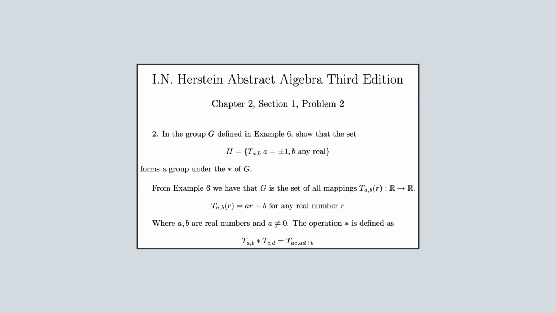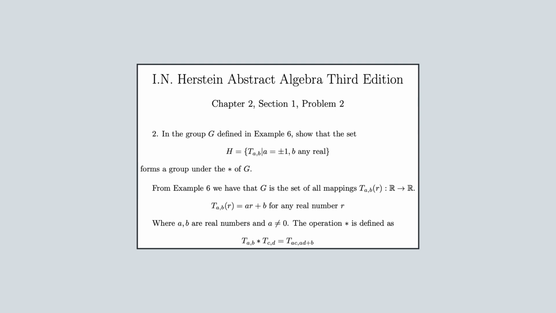Remember, we abuse the notation here. We refer to the group G or the group H, but in reality what we mean is the group G comma star and the group H comma star. So now let's look at example 6. In example 6, we're expecting to find a set G and an operation star. The set is the set of all mappings T sub A comma B of R from the reals to the reals, and here we have our actual operation. That is A R plus B for any real number R, where A and B are real numbers, and A does not equal 0.